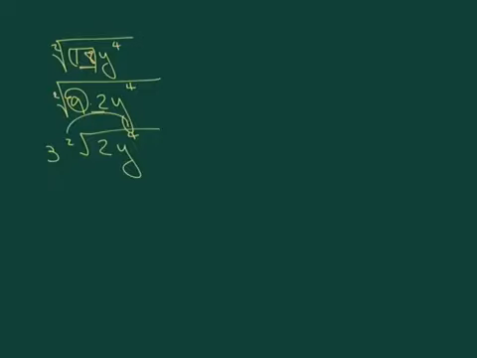How many times does 2 go into 4? Twice. How many is left over? Nothing. So there's no y's left under the radical sign. Okay, and we're done. That's the simplified way to simplify these. Let's go to example 5.